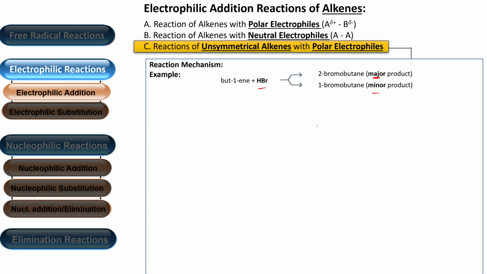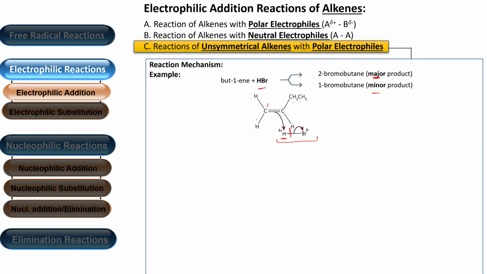Now let's see how this mechanism works. Here we have but-1-ene, and on the bottom we have hydrogen bromide. The hydrogen side is carrying the partial positive charge and will behave as an electrophile. So it will make a bond with the carbon, while at the same time the bond between the hydrogen and bromine will be broken, and a pair of electrons will be taken by the bromine.